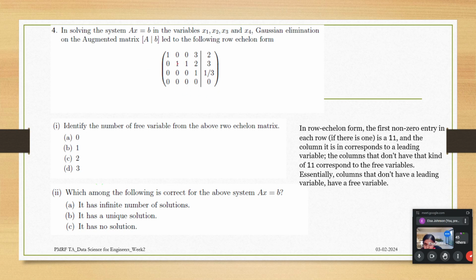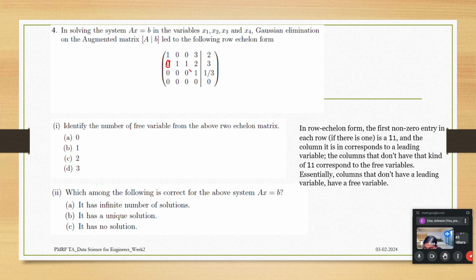For those who want to know what this is: the first entry that comes as a non-zero number, before that zeros should be coming. Here, the first entry, before that these zeros are coming. I have written the answer also, but you can look here. In this one the first row is 1 0 0 3 2. This is the augmented matrix.